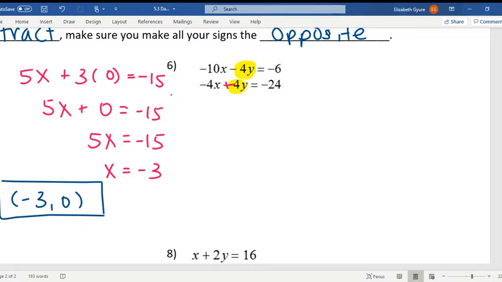All right, so if I make that a positive, then I need to go through and switch all the signs in my bottom equation. So this -4x in the front needs to also become a positive, and the -24 needs to switch and become a positive. Now you can go through and combine your like terms just like we did yesterday. A -10x plus 4x will give you -6x. A -4y and a +4y will cancel, and a -6 plus 24 will give you 18.